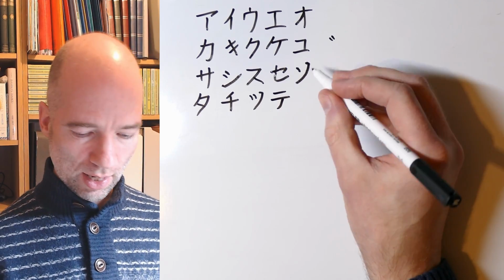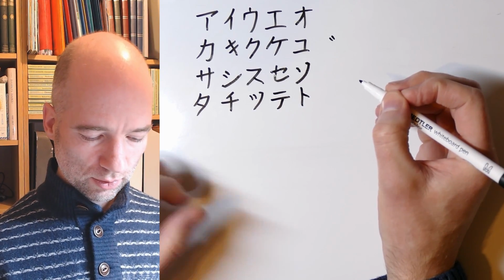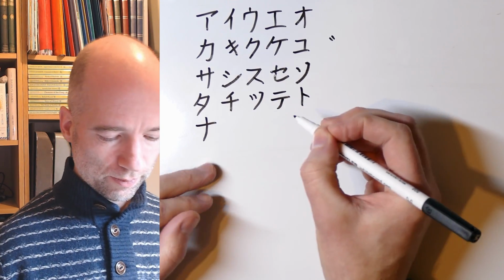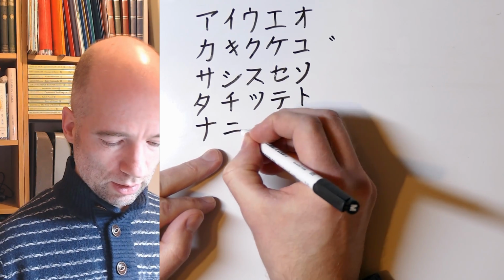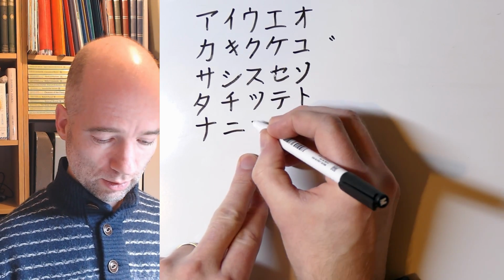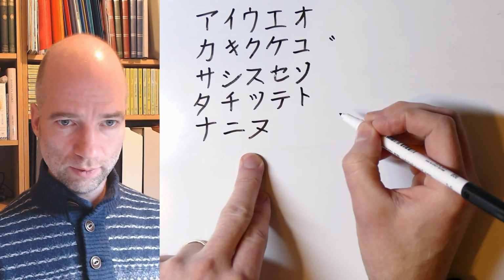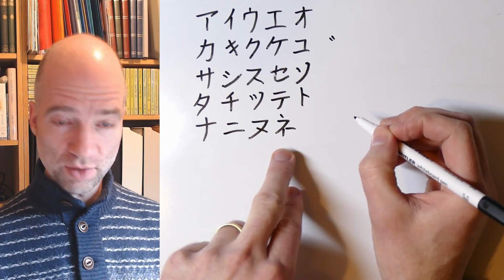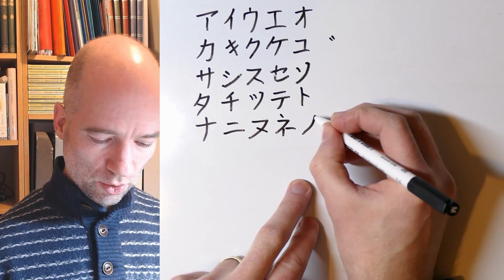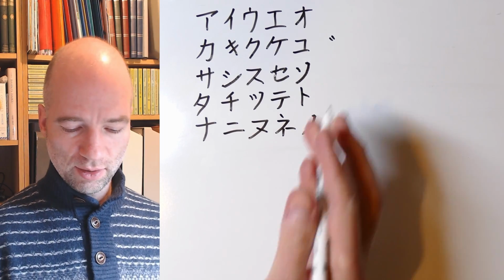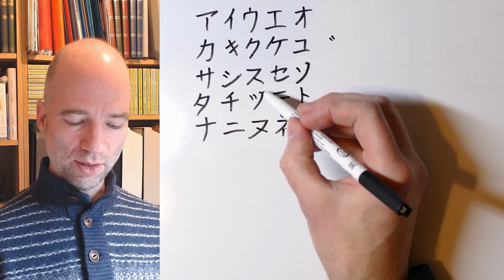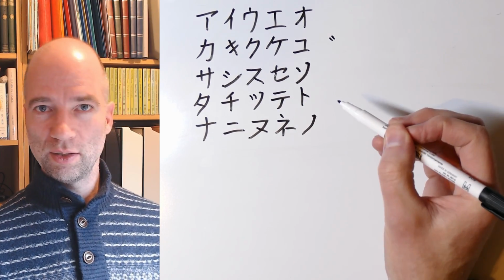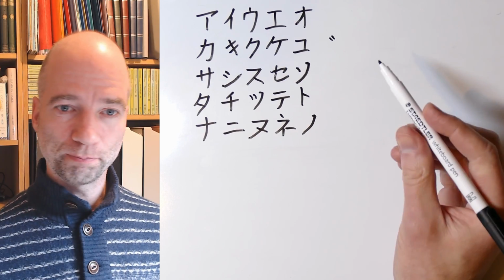Te and to. It's na, ni, nu, ne, one of my favorites for some reason. No, which is just that line down, just like in so and tsu, but without the little other dots there.